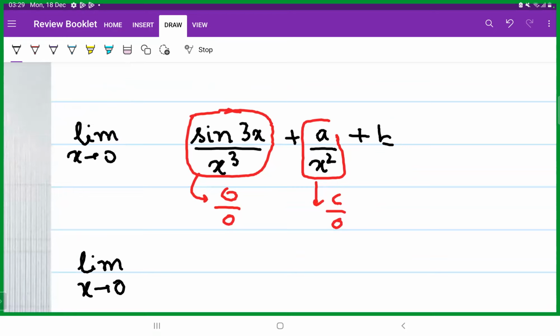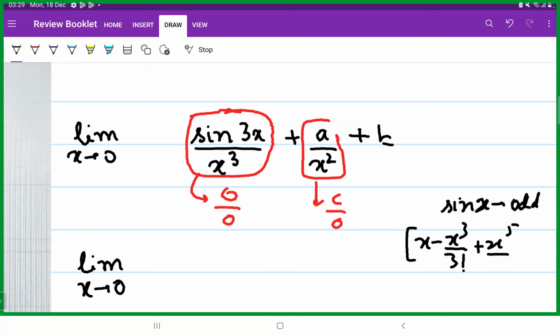I can write the Maclaurin series for this. Let me tell you how you can memorize the Maclaurin series of sine x. You know sine x is an odd function, right? Sine minus x is minus sine x. So the expansion will be x minus x cubed by 3 factorial plus x to the power 5 by 5 factorial, again minus, and this will continue. Every term will be raised to the power of an odd number.